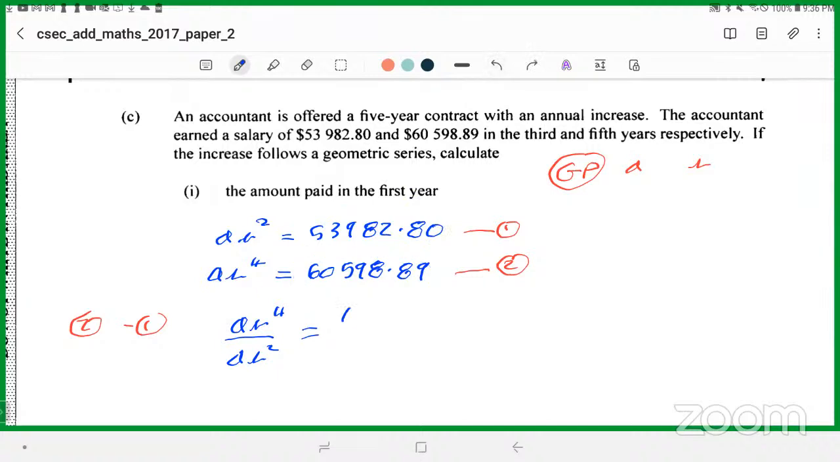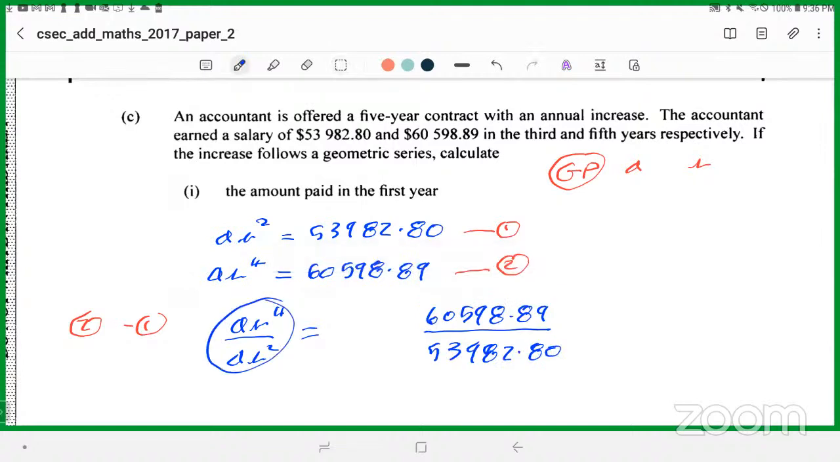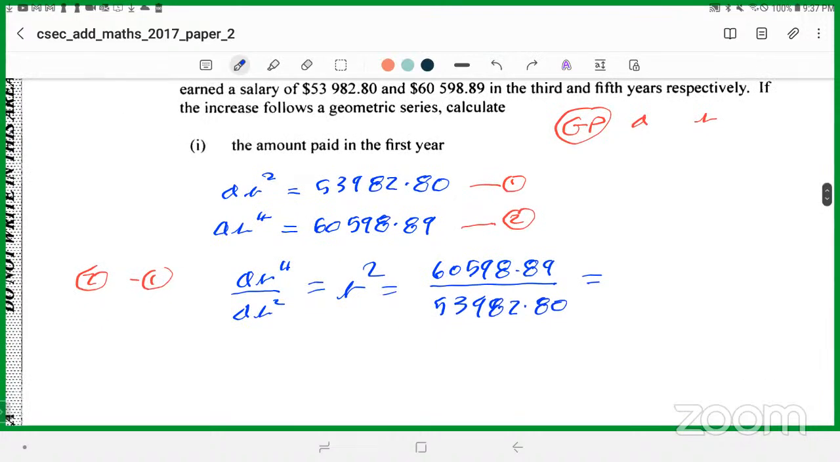So it becomes 60598.89 over 53,982.80. And this is really R squared. So let me shift this over and just write R squared in front of it, so I don't have to use up too much space. This works out to be R squared, which is now equal to this. So work out what R squared is for me, please. And then R is going to be the square root of that. So work out what R is for me.